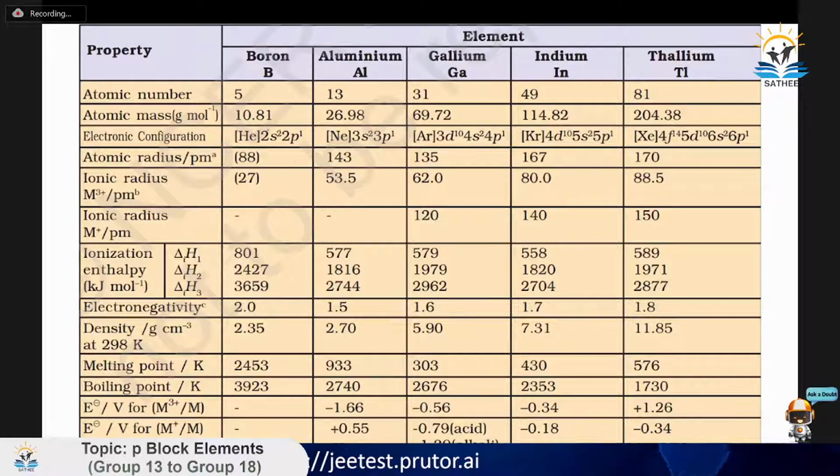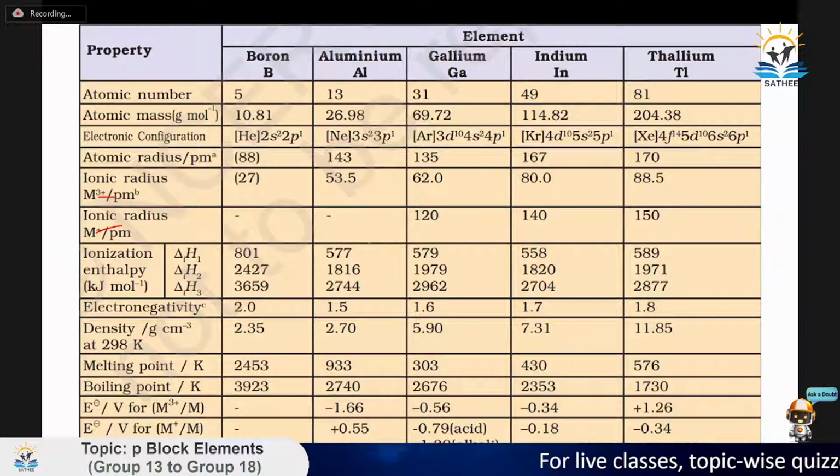Okay. Now the electronic configuration is also a thing. As we go down, we know the mass of our compounds increases. Similarly, as we go down, the ionic radius increases. Now, this is the ionic radius of the +3 oxidation state. This is the one of the +1 oxidation state. And as we go down, the ionization enthalpy decreases.